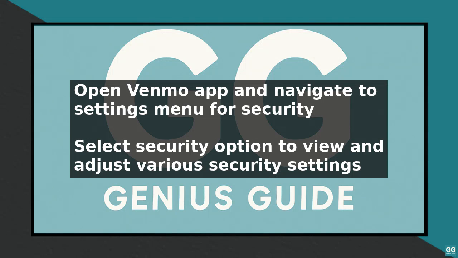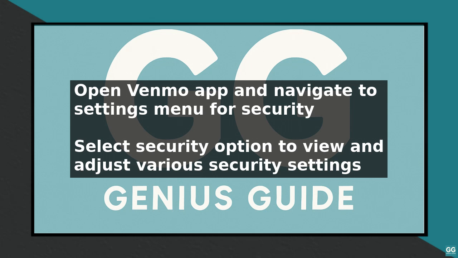Verifying Venmo security is a crucial step in protecting your financial information and preventing unauthorized transactions. To start, open the Venmo app and navigate to the Settings menu, usually represented by 3 horizontal lines or a gear icon. From the Settings menu, select Security. This will take you to a page where you can view and adjust various security settings.